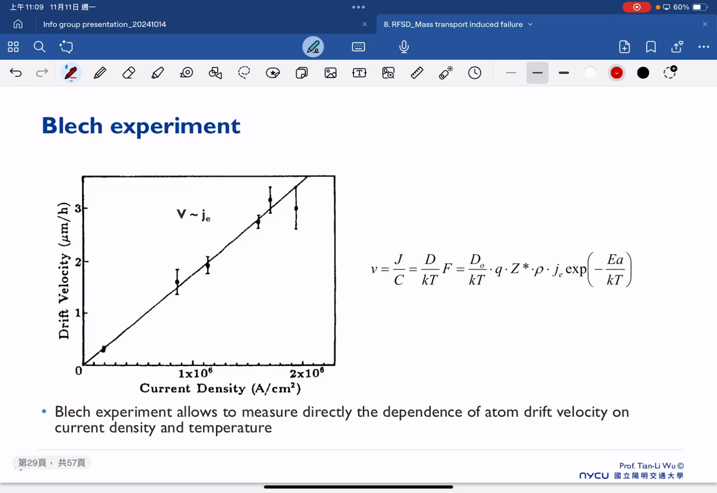And afterwards, he started to get into more and more detailed study. In this graph, it's showing the drift velocity on the y-axis versus the current density. So basically, we can see the velocity is proportional to our current density as well. This Black experiment allows us to directly measure the dependency of atom drift velocity on the current density and temperature. So we can use this way to estimate the drift velocity for this mass transport, in this case using the gold atom movement.